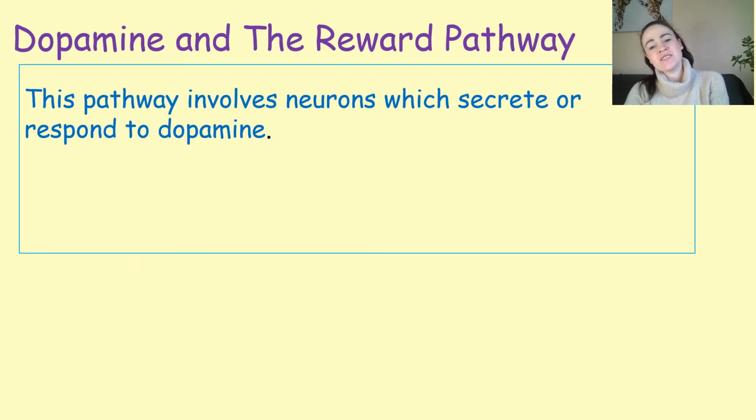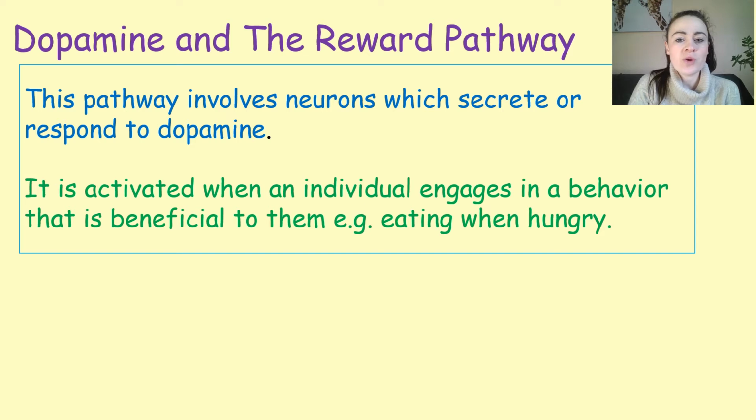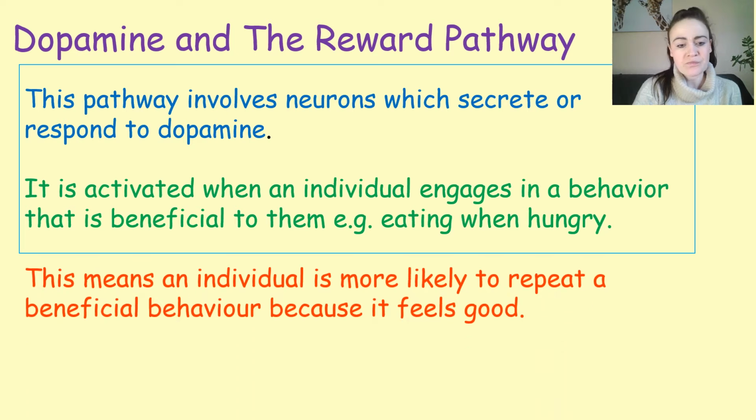So this is basically the reward pathway, and what the reward pathway actually is, is just the neural pathway that either secretes dopamine or responds to dopamine. And as I said, this pathway is activated when an individual engages in a behaviour that's beneficial to them. And the whole point of this is it's an evolutionary response. We've evolved to release the dopamine so that it encourages us to repeat beneficial behaviour.